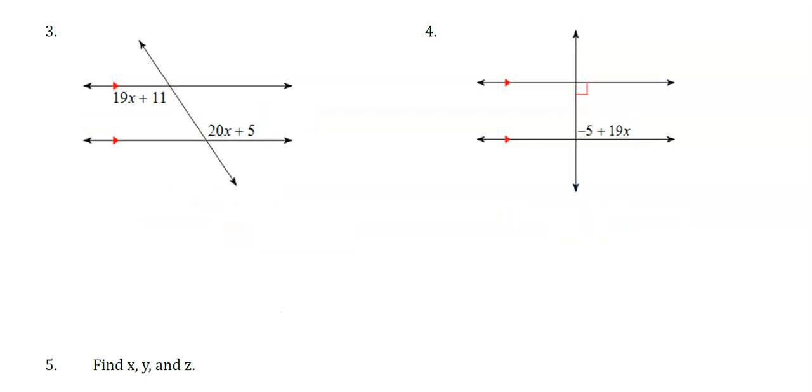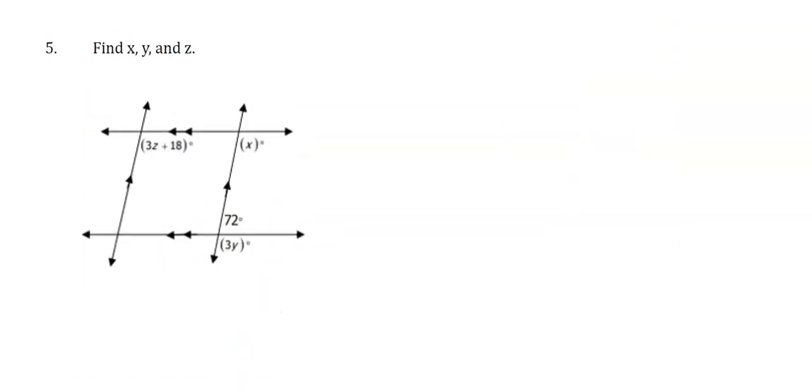All right, moving right on down, we're going to go to number 5, which is the big dog. Got a lot going on. 2 sets of parallel lines. So notice, you got some extra arrows up here.